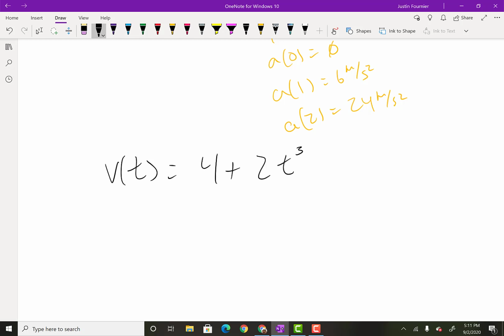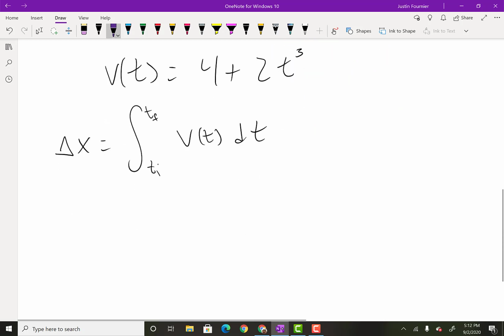So again, I'm going to rewrite this velocity function as 4 plus 2t cubed. And now, hopefully you recognize, oh, wait a minute, I remember that the displacement, I think it's on your equation sheet too. I'll need to give you those, by the way. I'll put it on Schoology. So to get the displacement of something, it's the integral, the area under the graph of a velocity time graph. So from some initial time to some final time of the velocity as a function of time, dt. Okay, let's see what that looks like.